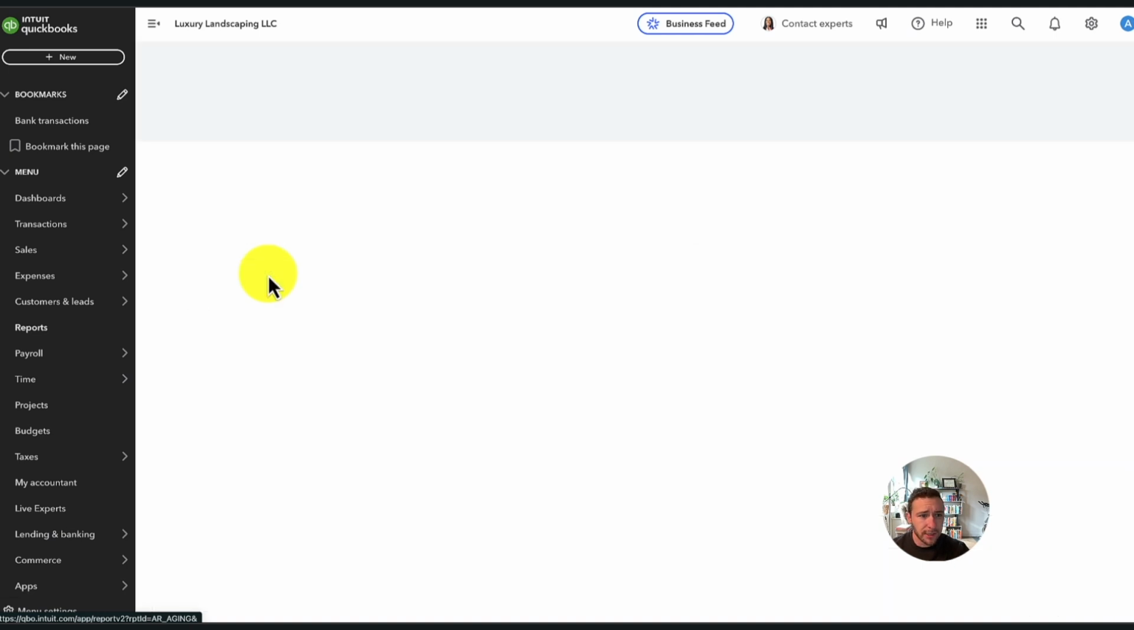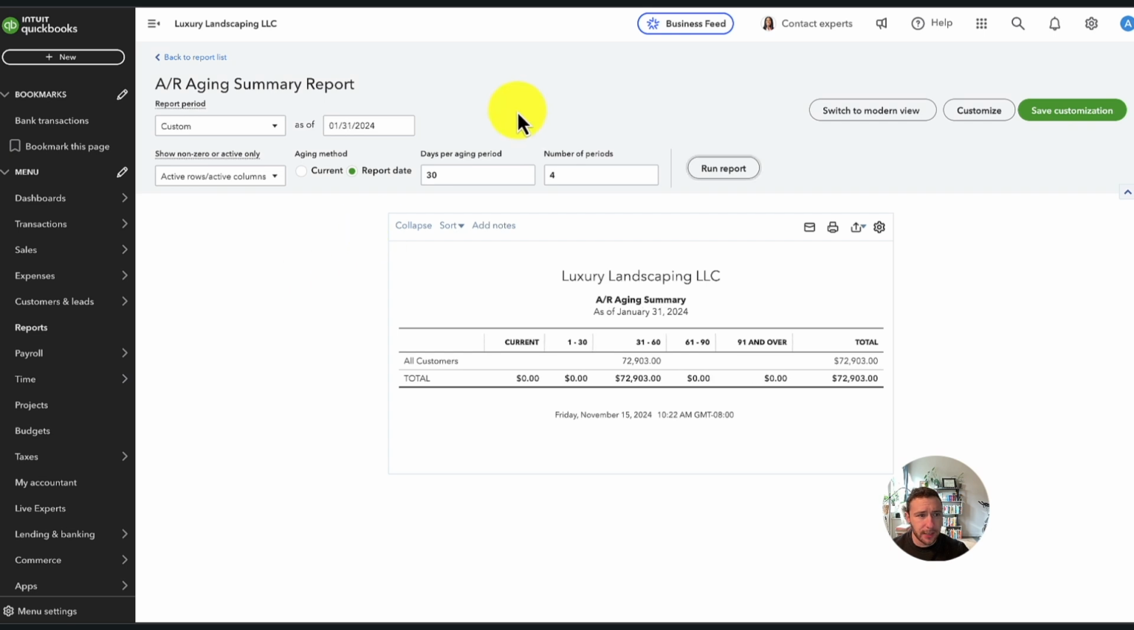When you check on accounts receivable aging, you can select what report period you want to look at. You can customize how many days each period contains and how many periods you want to look at. On that report, normally you'll see a list of customers. You can see how much is current, how much is 1 to 30 days late, and how much is 31 to 60 days late. These would be all of your open invoices.